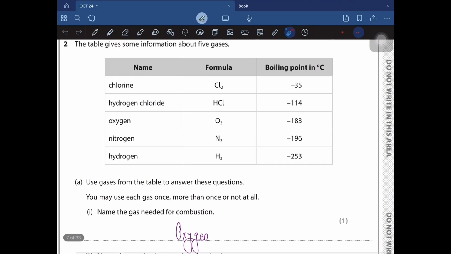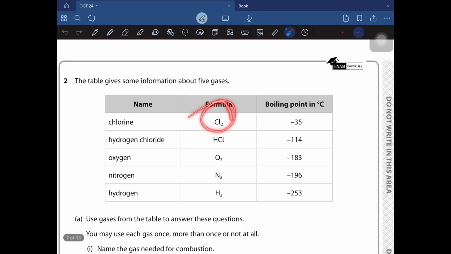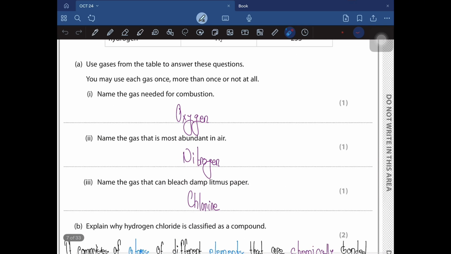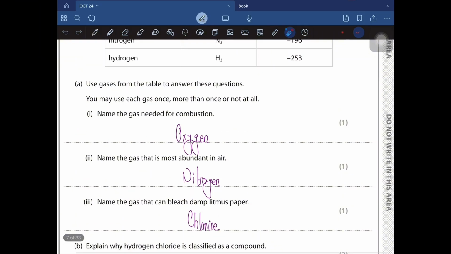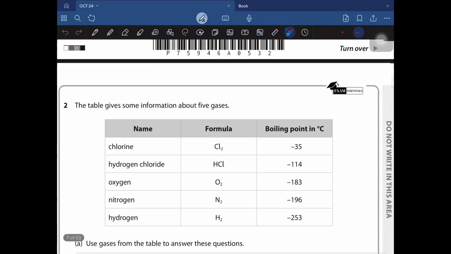Name the gas that can bleach damp litmus paper. That is going to be chlorine. It is the test for chlorine gas as well: it bleaches damp red litmus paper to form white paper. Explain why hydrogen chloride is classified as a compound.